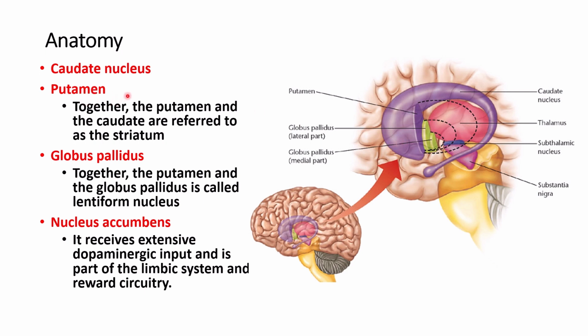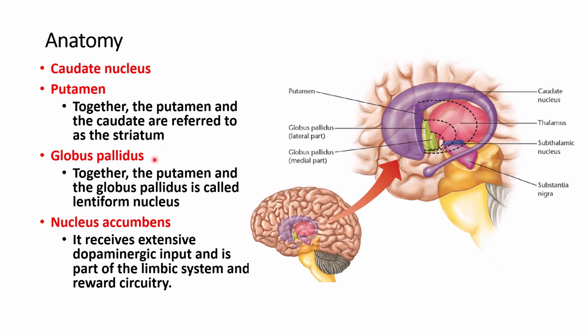The putamen is this structure that you can see, and that is the most lateral part of the basal nuclei in the cerebrum. Embryonically it is connected with the caudate nucleus, so together they are called the striatum. This is why the name striatum is there, and the striatum is the main input for the basal ganglia.